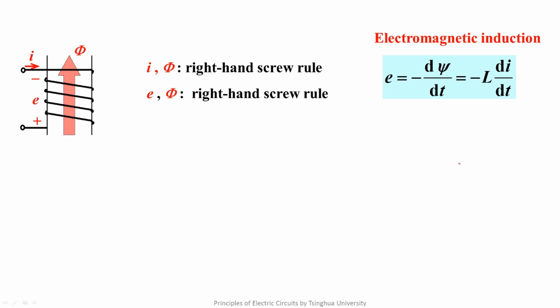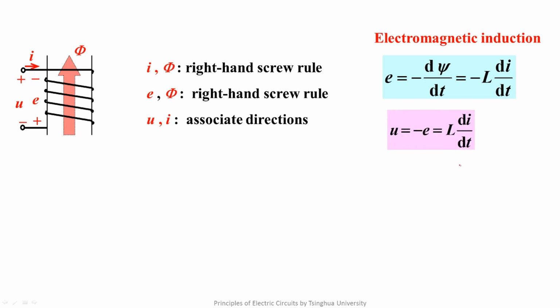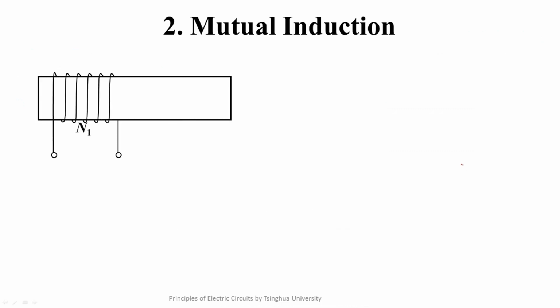If we want to abstract the device as a port device, we generally define associated reference directions for the voltage and the current on the port. That is to say, the voltage is positive above and negative below. In this case, according to the definition of the voltage and the electromotive force, we know that U equals negative E. That is, U equals L times di over dt. According to the derivation, for an inductor coil, as long as we define the associated reference directions of the voltage and the current on the port, no matter what its internal winding direction is, we always have U equals L di over dt.